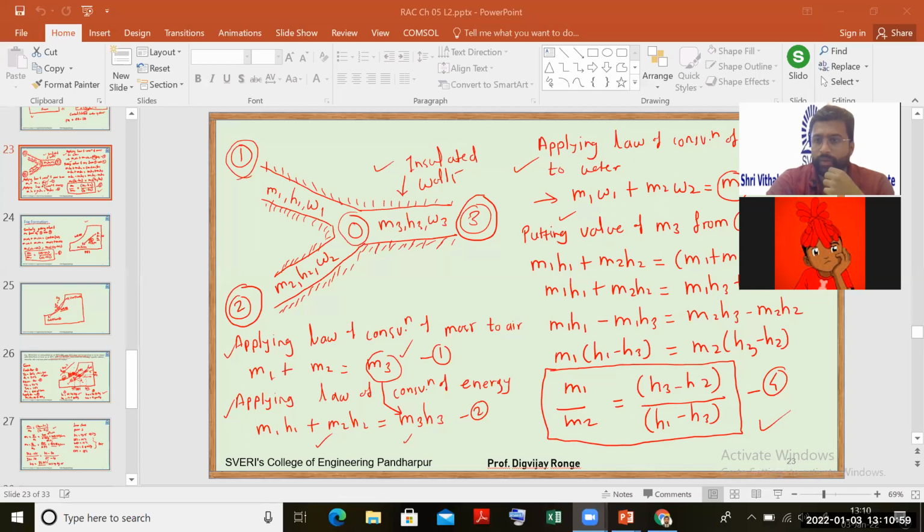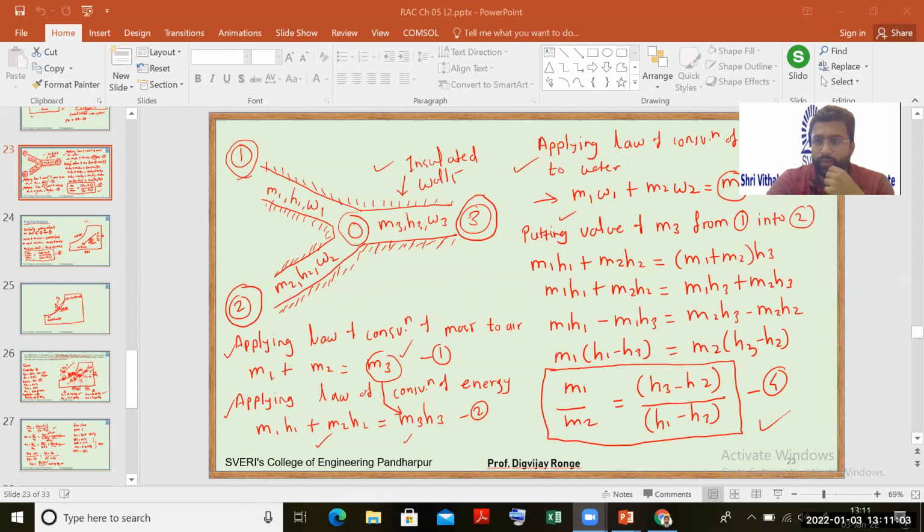So in that case, we called it adiabatic mixing. We today will solve numericals related to adiabatic mixing. Also, we'll solve numericals related to sensible heat factor. Okay. So I'll share my screen, and first we'll see whatever we have studied in the last lecture. Then we can proceed. Okay.